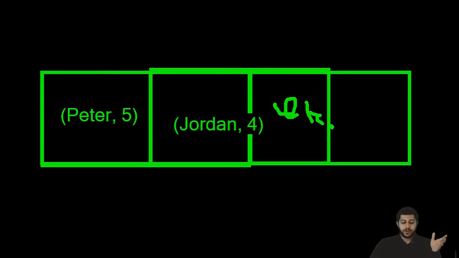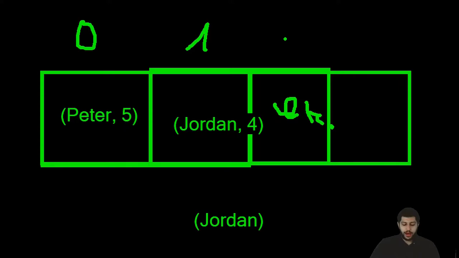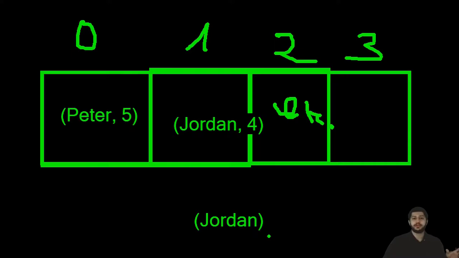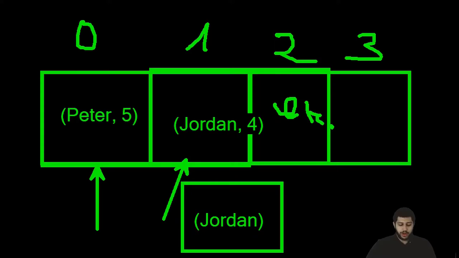Why? Because let's say we are presented with the name Jordan, and we ask the array, where is Jordan? Can we ask the array that? No. Why? Because the array only understands values. It doesn't understand keys, it doesn't understand anything else. It only understands values, and to access these values, you need indices. So where is Jordan? Well, we can't know. Why? Because we need to go through every single value, look at the key in the tuple, and then look at the actual value of the place.